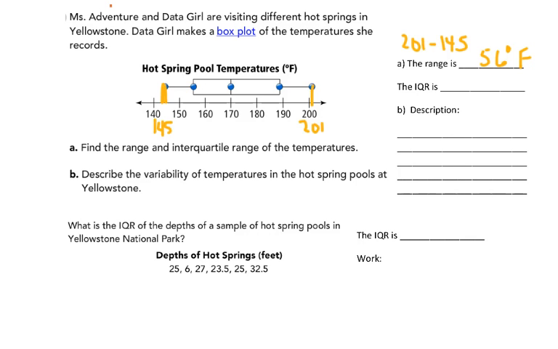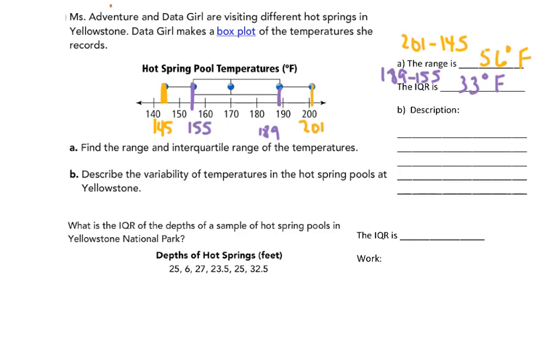The interquartile range is Q3, which is this value here. We're going to say that's about 189, minus Q1, which is right here. We'll say that's about 155. So the IQR is 189 minus 155, and that gives us a 33 degree interquartile range.